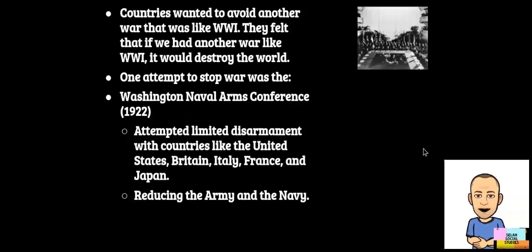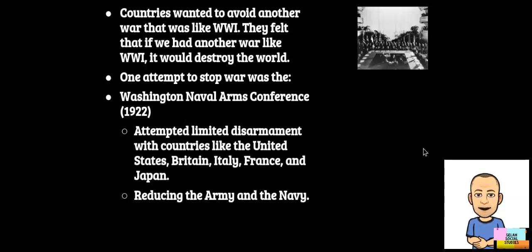From November 1921 till February 1922, 9 countries met in Washington, D.C. at the Washington Naval Arms Conference. It was the first arms conference meeting and the first arms control meeting in history, and attempted a limited disarmament between powerful world nations like Britain, France, Italy, Japan, and the United States. Disarmament was basically the reduction of the armies and specifically the navies of these countries, putting a limit on the number of battleships each one of these countries can control.